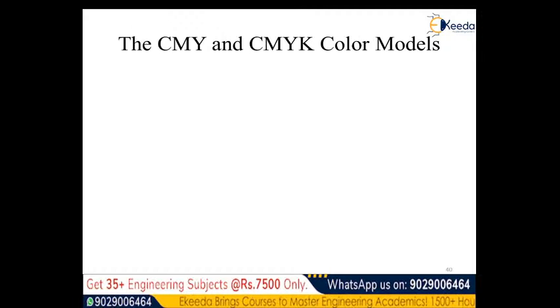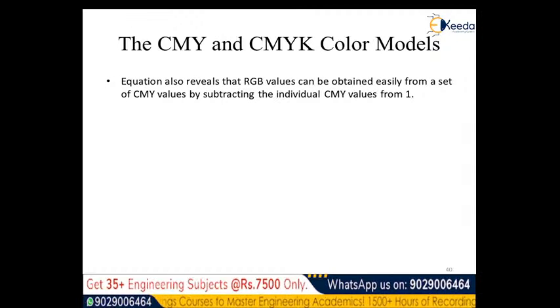What I was discussing was the reverse way, CMY to RGB. The equation we have already discussed, how CMY and RGB are related. We can also have a modified form of this equation, taking RGB to the left hand side and CMY to the right hand side. You will obtain the RGB from the CMY values. This equation reveals that the RGB values can be obtained easily from the set of CMY. It is the same thing: we subtract the individual components from 1.